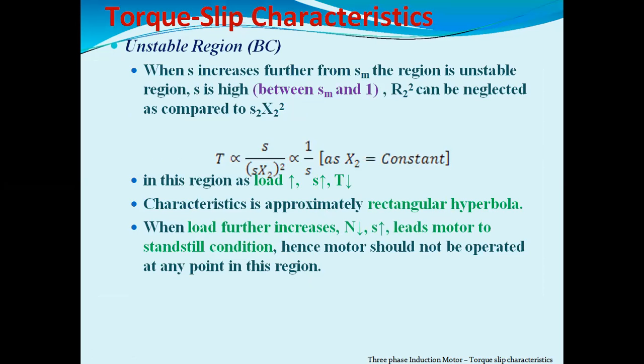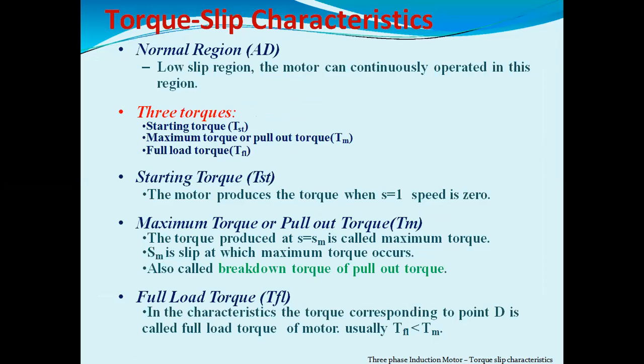So here, if we are increasing the value of load and decreasing the speed of the rotor, S will increase, which will lead to the motor standstill condition. Hence, the motor will not be operated at any point in this region. So here we are talking about the torque slip characteristics. It will go into three regions: we have seen stable and unstable, and now we are supposed to study A to D.